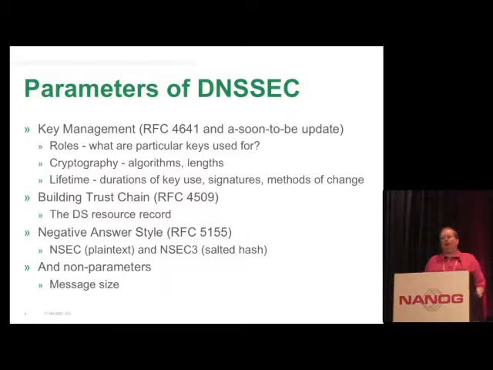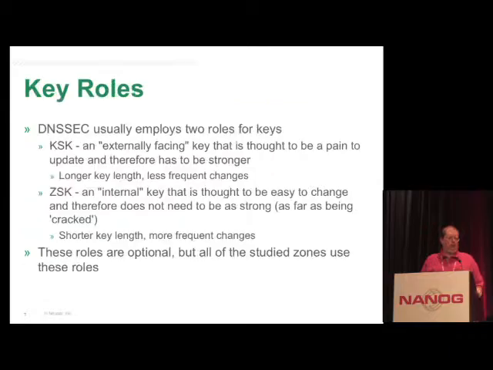Then I'll talk about something involving the trust chain, the so-called DS record, and a measure of what it means and what it shows about operators. And then I get into the negative answer section, because the negative answer has a choice to make in DNSSEC, and so it's interesting to see who makes choices, which way they go, and how they configure that. And then finally, I do mention something about a non-parameter, which is message response size, because that's a sticky thing for DNS.